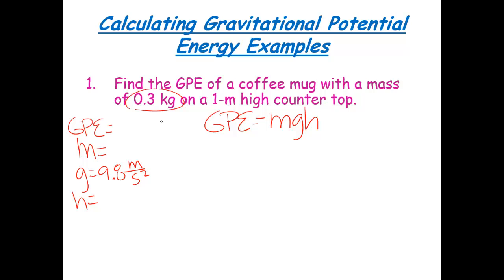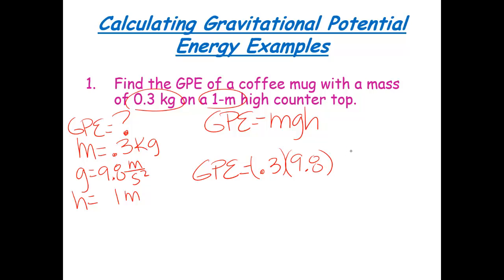Okay, so they're giving us the mass is 0.3 kilograms and we're on a 1 meter high countertop, so the height is 1 meter. So we're going to find the GPE. So this is going to be a straight multiplication problem because we have 0.3 is m, we have 9.8, and we have 1. So just multiply those numbers together. 0.3 times 9.8 times 1. 2.94. And again, it's energy, so GPE is in joules.